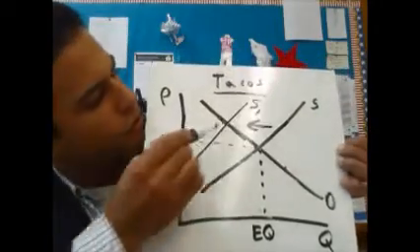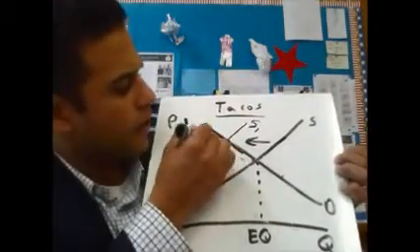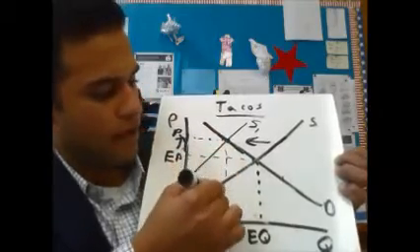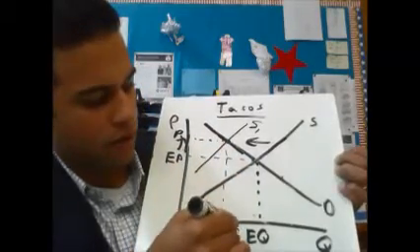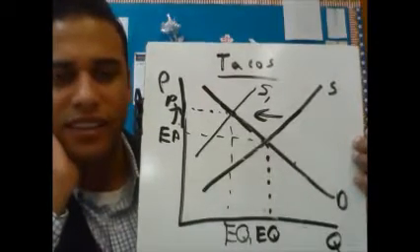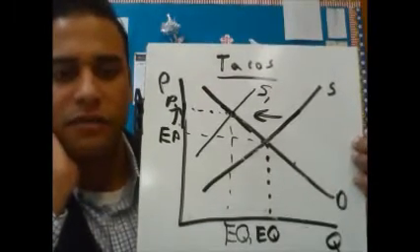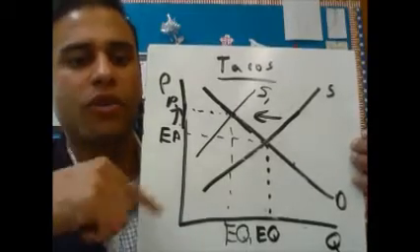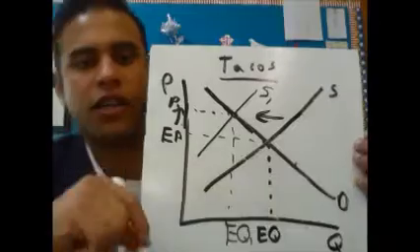Again, we found a new equilibrium right here. And so now the equilibrium price has gone up. And the equilibrium quantity has gone down. Okay, slightly different than an increase in demand. Yes, they both resulted in a higher price, but now we're selling fewer. Okay, let's try another one.